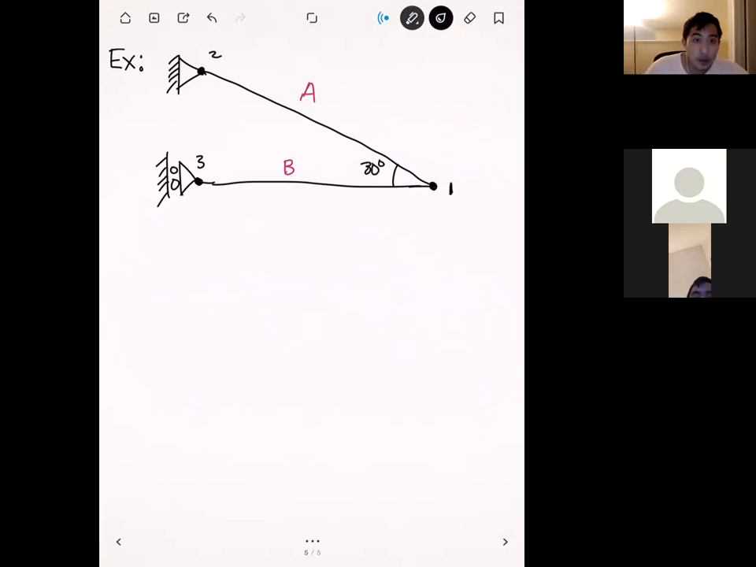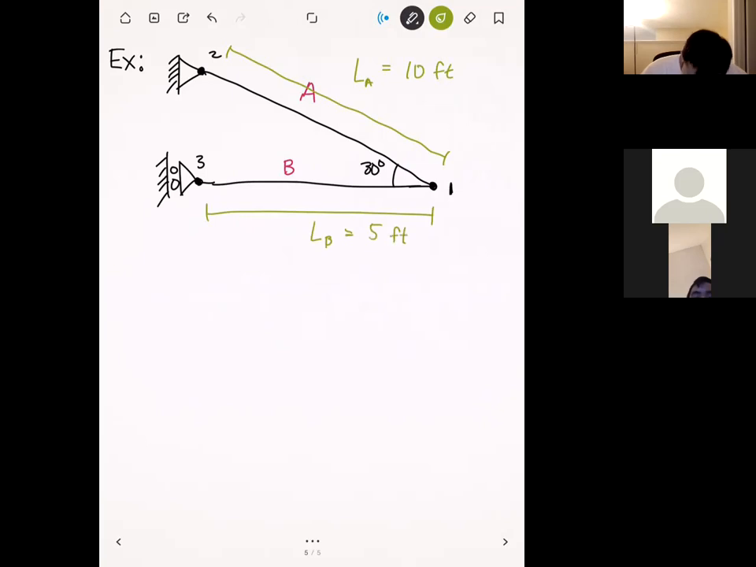And we also need to know their lengths. We'll say the length of element A is going to be 10 feet. Meanwhile, element B will be only 5 feet.